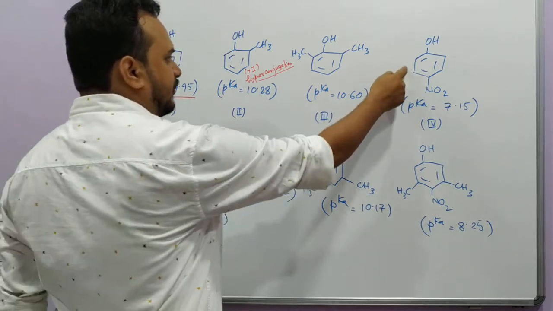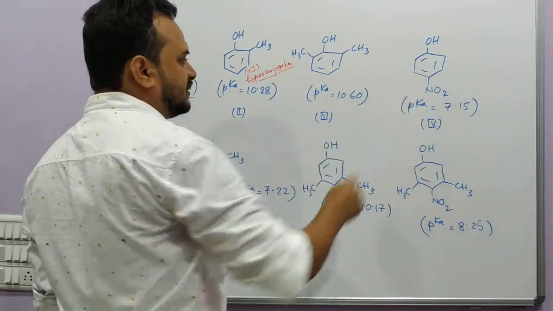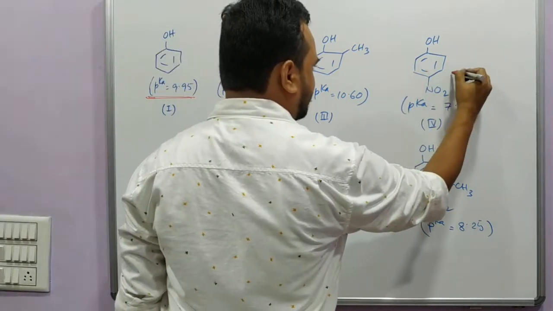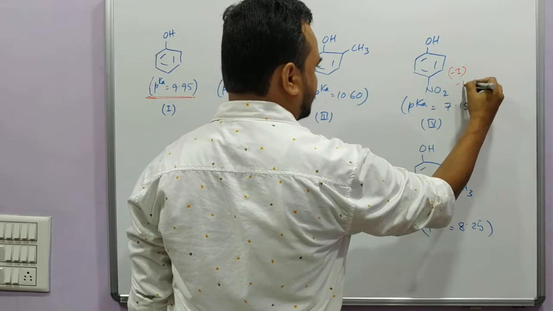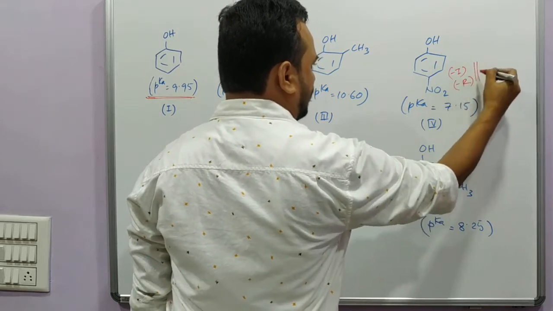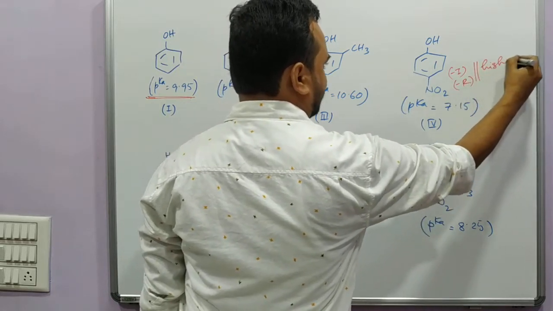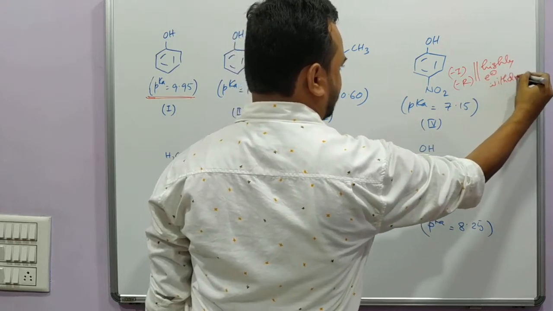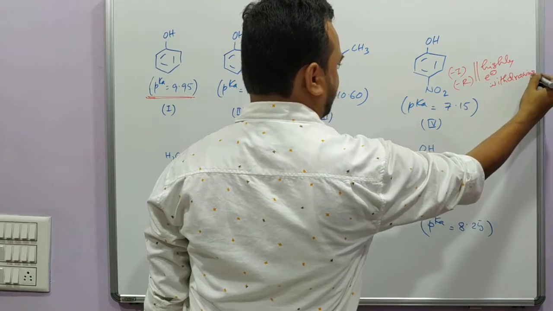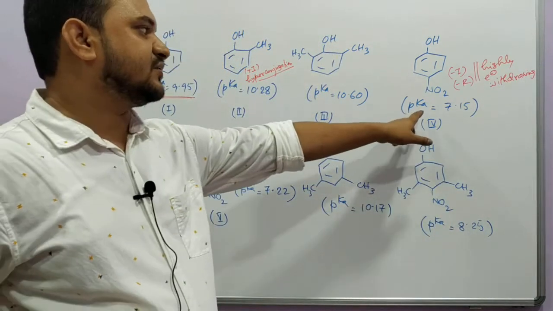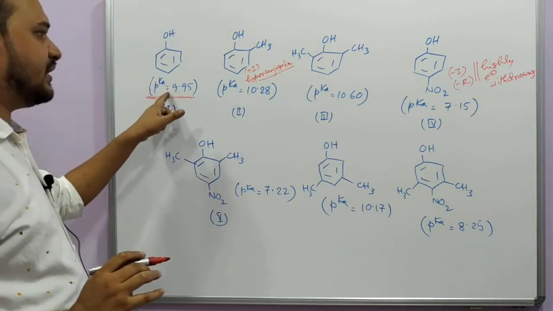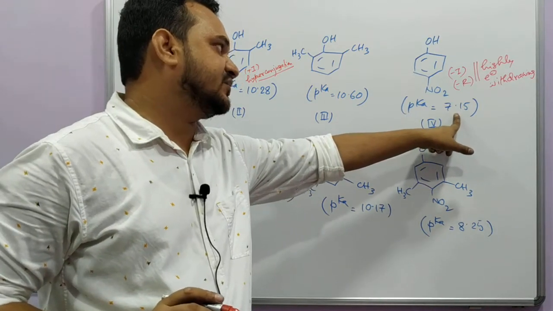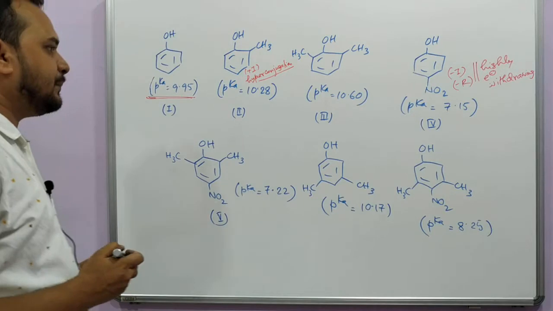However, in compound number 4, you can see at para position it is a nitro substituent. So nitro at para position will exert minus I effect as well as minus R effect. So it is highly electron withdrawing, because both the effects are withdrawing electron density. As a result, the acidic strength suddenly increases from 9.95 to 7.15. A significant increase in the acidic strength, or significant decrease in the pKa value.